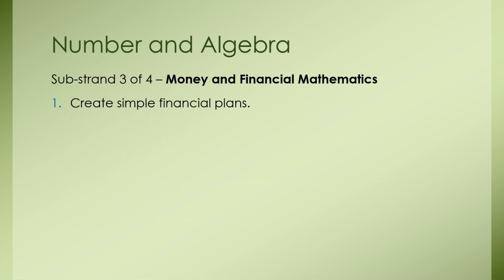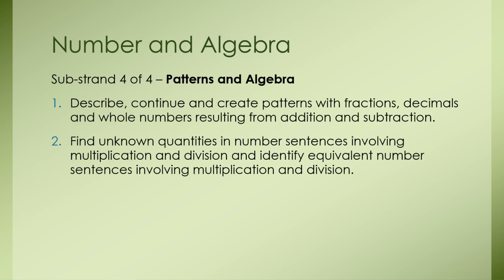Okay, the next substrand is money and financial mathematics. And here the only content descriptor is just creating simple financial plans. So it could be something as simple as saving a certain amount of money per week for so many weeks. It's just really getting the opportunity to involve money in simple multiplication, addition, or subtraction based sums, really.